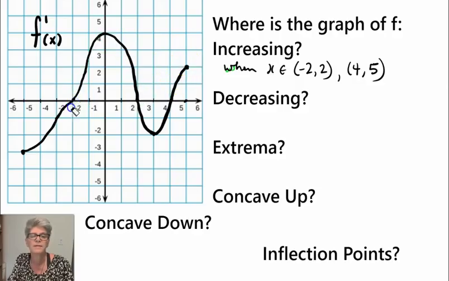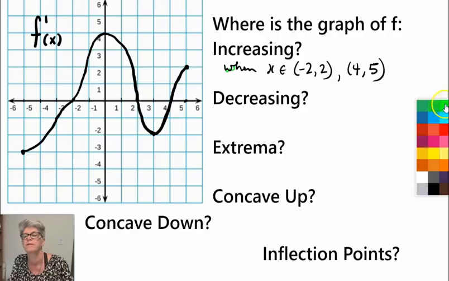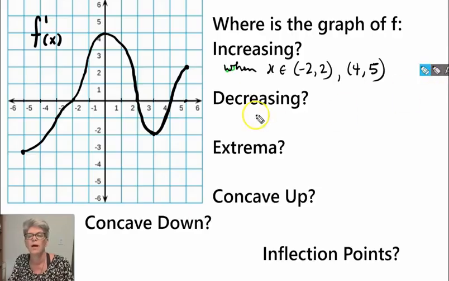Okay, now let's answer the next question. Where is the graph of f decreasing? Well, the graph of f is decreasing wherever the graph of f prime is below the x-axis. So it's going to be below the x-axis in these portions. Okay, so I'm just going to make that a bit thicker. This is where it's below.